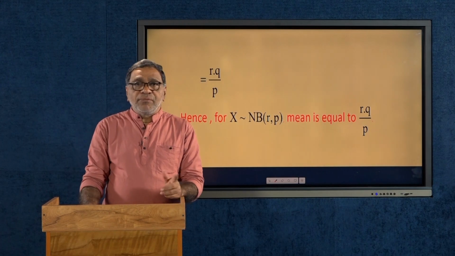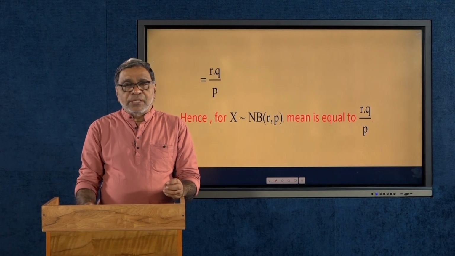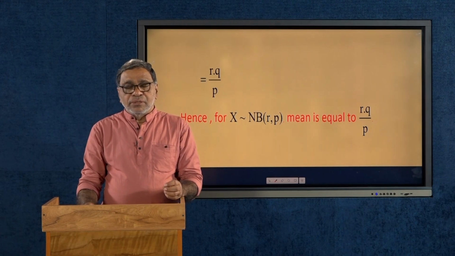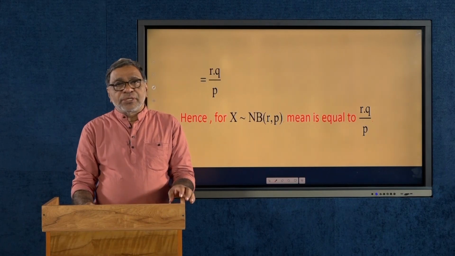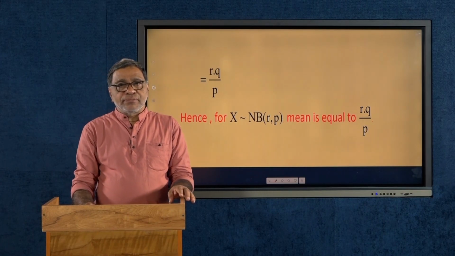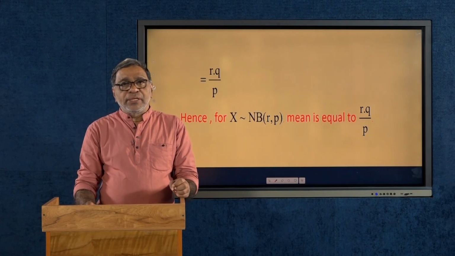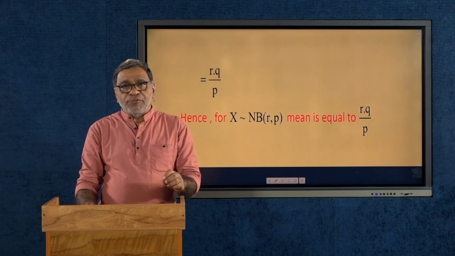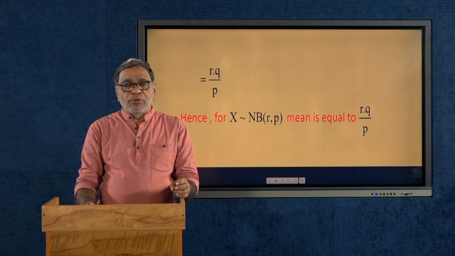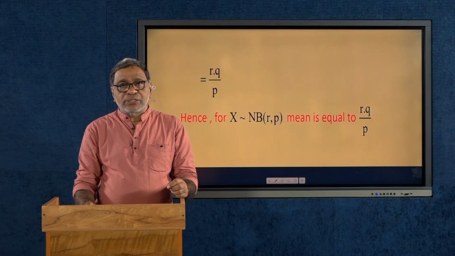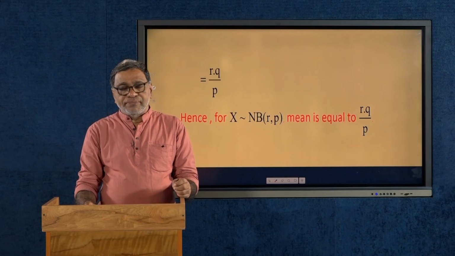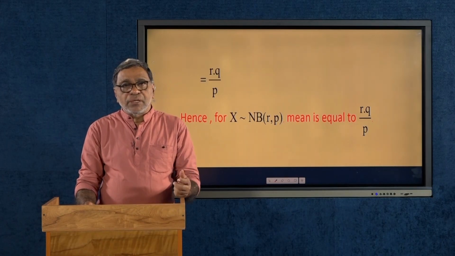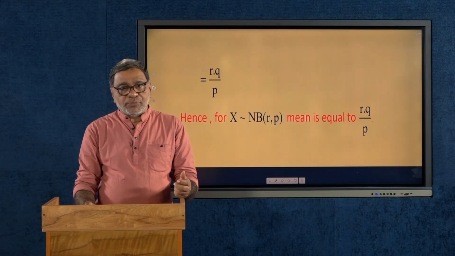After deriving the mean of the negative binomial distribution, our aim is to derive the expression for variance. To get the variance, first we find the factorial moment, expectation of x into x minus 1, and based on that value, we can calculate the variance of x. How do you find the expectation of x into x minus 1?